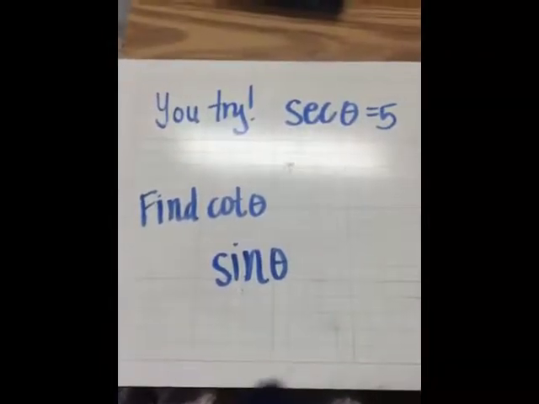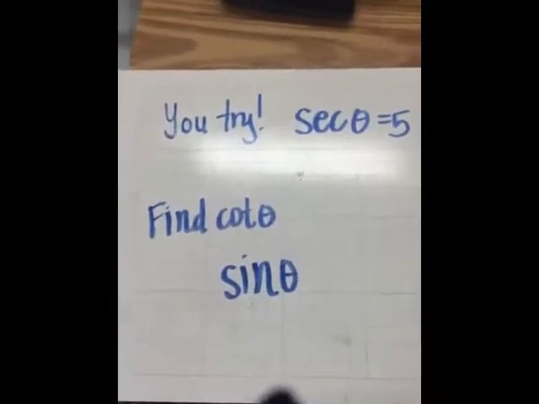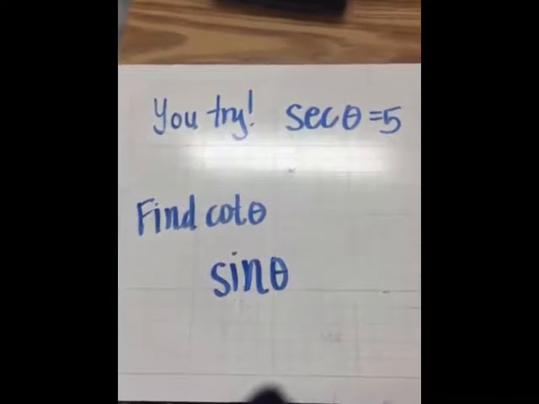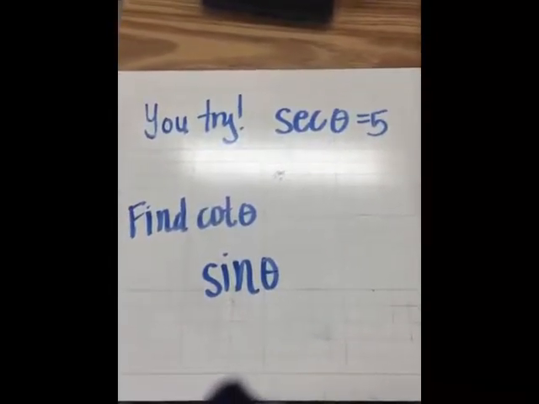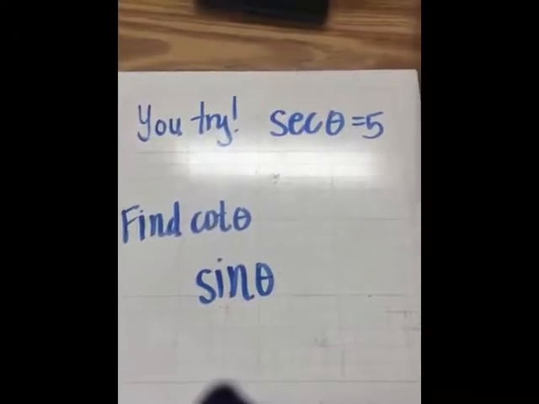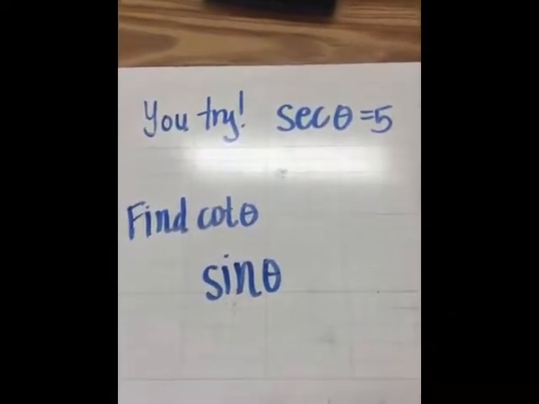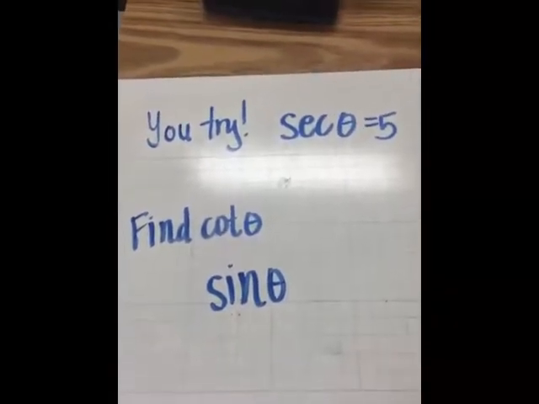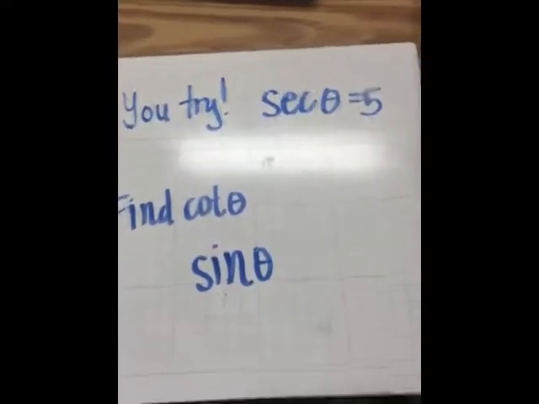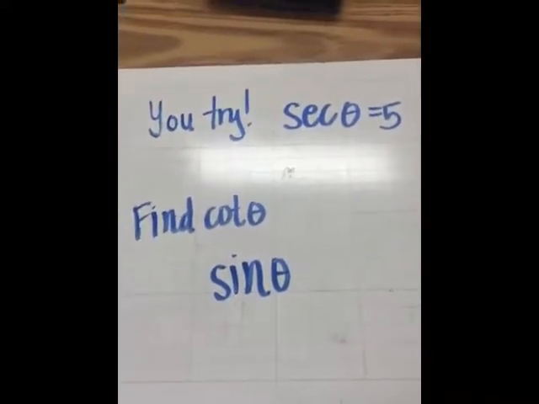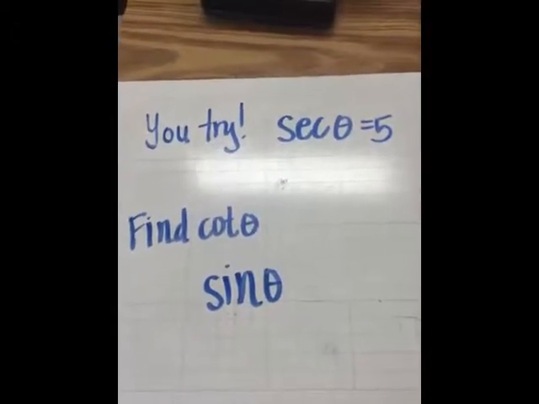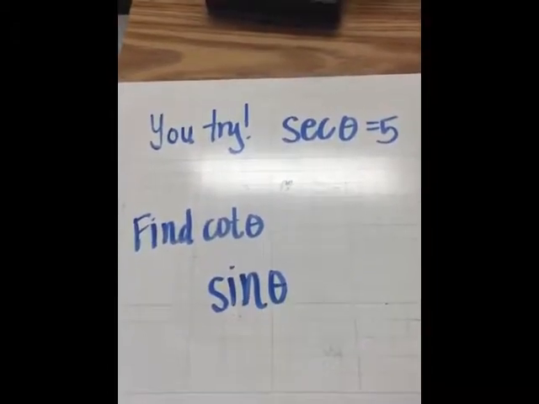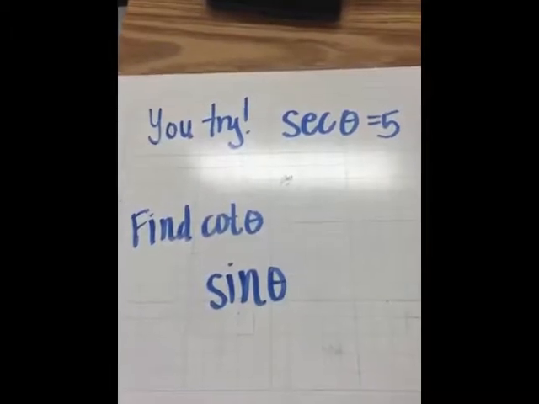Okay, now you're going to try this problem on your own. Secant of theta is equal to 5, and you want to find cotangent of theta and sine of theta. To help you, secant is the reciprocal of what? That's a good hint to start with. Secant is the reciprocal of which trig function. So pause your video, attempt this problem, and then I'll reveal the answer.